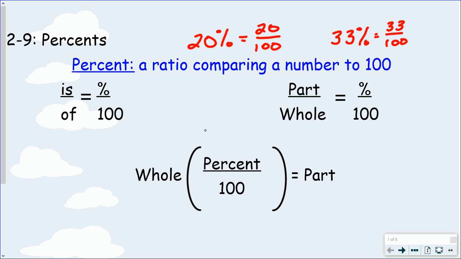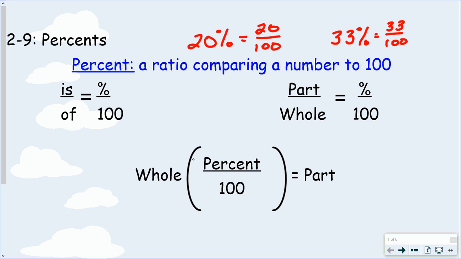Now when we're working with problems with percents, there are two different proportions that we can use to help us. The first proportion is is over of equals percent over 100, and you want to use this in problems where you see the words is and of. I'll show you an example of that. The other proportion we can use is part over whole equals percent over 100, and this is used typically in word problems. When you have part of a whole, so you're comparing part of something to the whole amount, equals percent over 100, you can use this proportion.